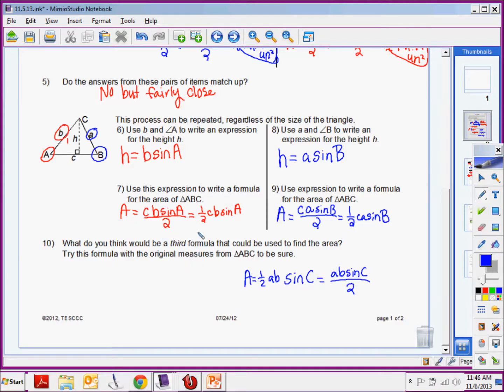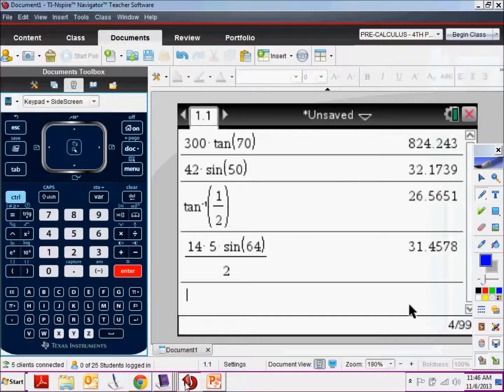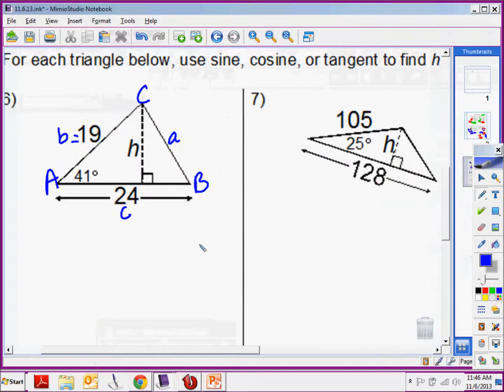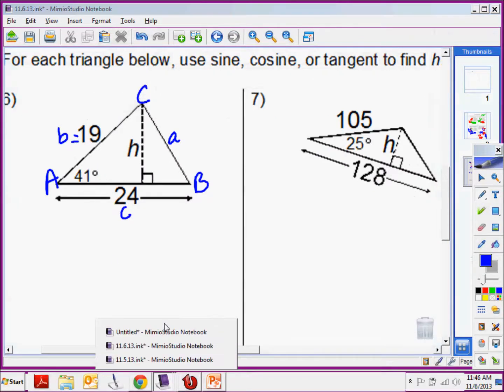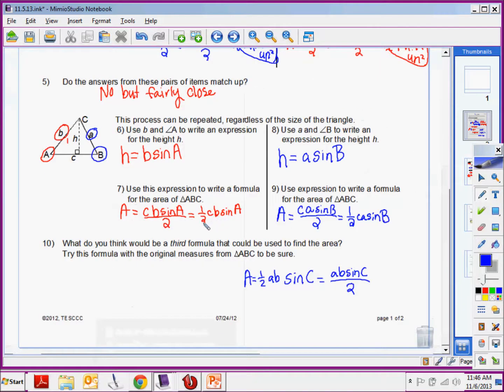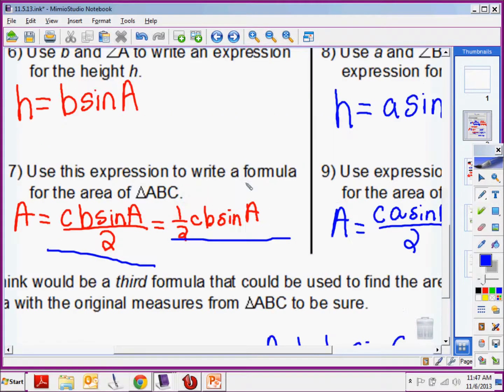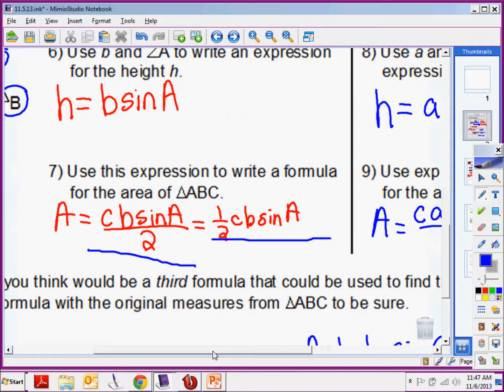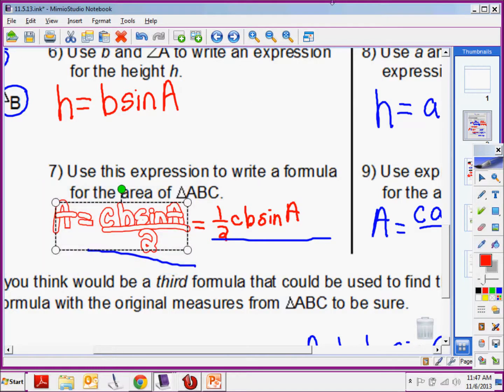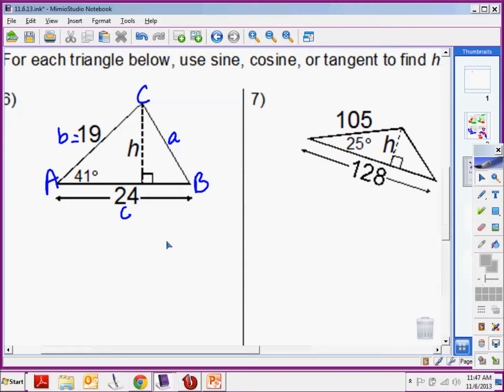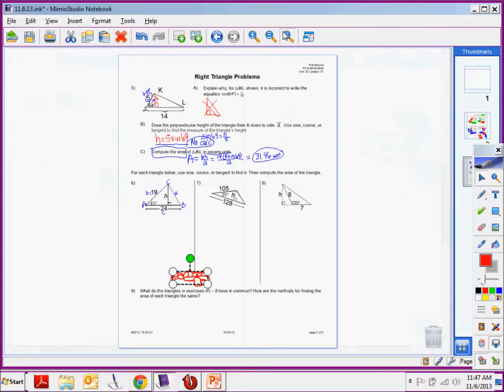So which angle do I have? Looking at my triangle, I have angle A, right? Because I have angle A, that means I'm going to use the formula that uses angle A. See how it says sine of A? We're going to use the formula that has angle A, and all I have to do is plug in the variables. I don't have to do the same routine over and over because that formula was created for that purpose.